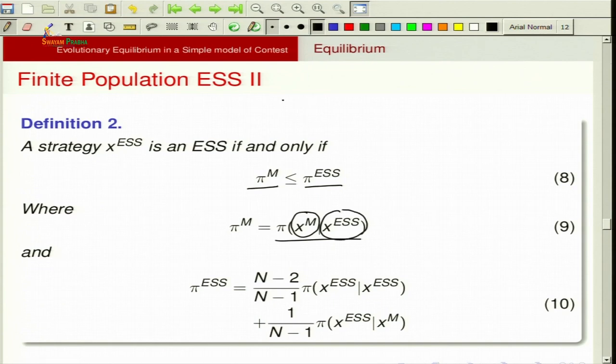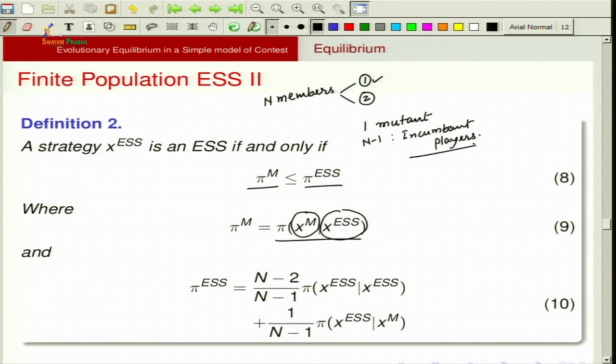So, the idea is that in this population of n members, we have chosen two members, say player 1 and player 2. Okay. This player 1 can be anything and player 2 can be anything, because there is now one mutant and n minus 1 incumbent players, or the players we started with in this population. So, from this mix we are choosing these two players. If we consider the mutant player, we write its payoff, because there is one mutant, this mutant player will always be paired with another incumbent player, the player with the original strategy x ESS. That is why I have written the payoff of this mutant player as the payoff of x m against x ESS.